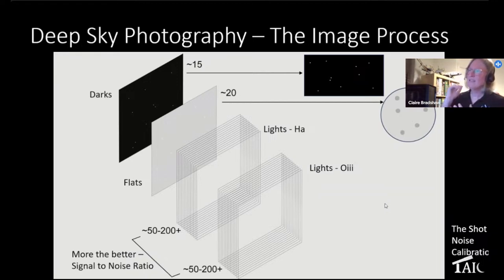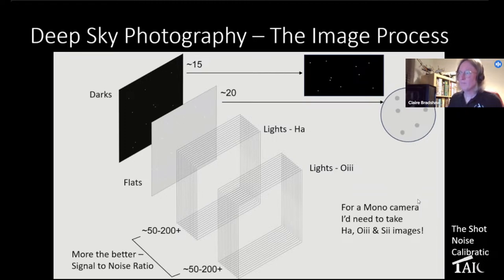So we take these dark photographs by putting the cap over the front of the telescope and then taking several long exposures of up to 5 minutes to match the lights that we've taken, to show any imperfections and issues in our imaging chip.